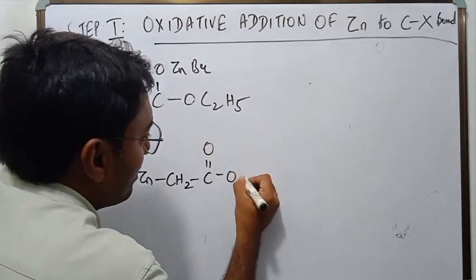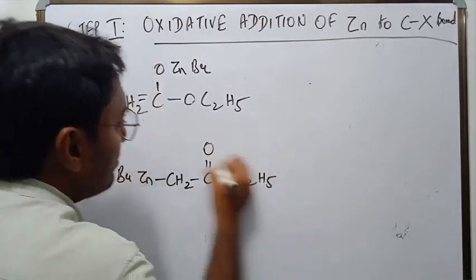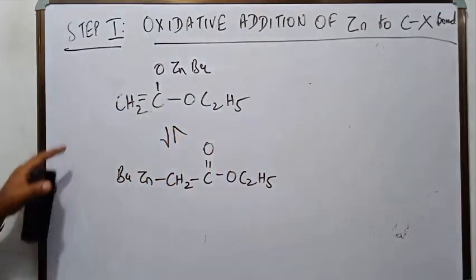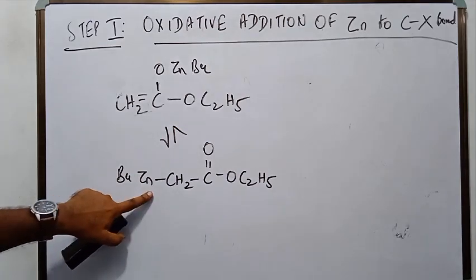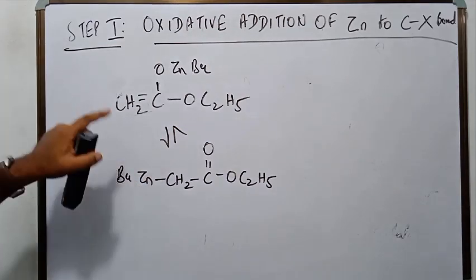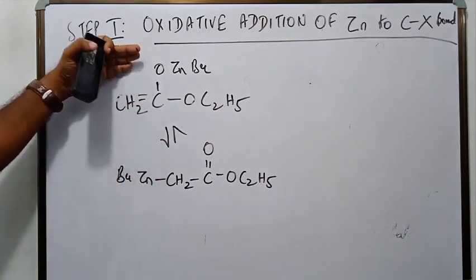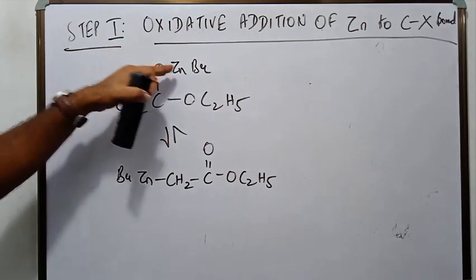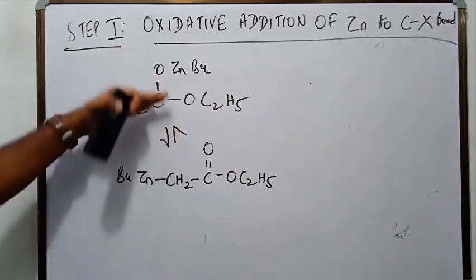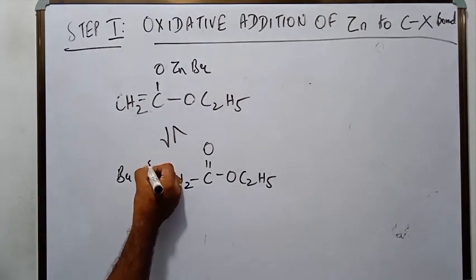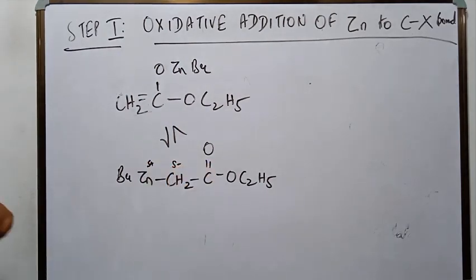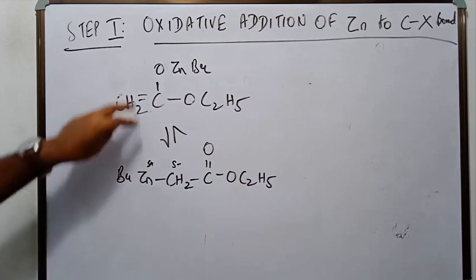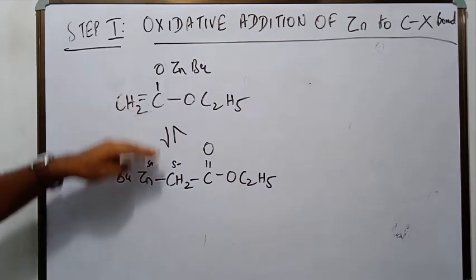They are interconvertible in the first step. Both are existing. Carbon zinc enolate is also existing and some of it is converted into oxygen zinc enolate. So this interconversion takes place in the first step. Now in the second step, both can enter. This can also enter and this can also enter.